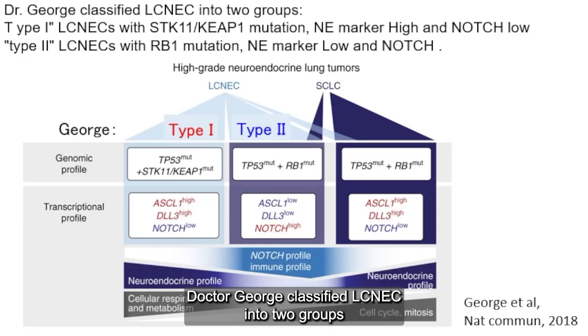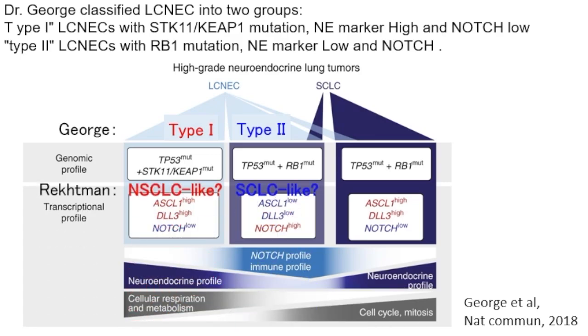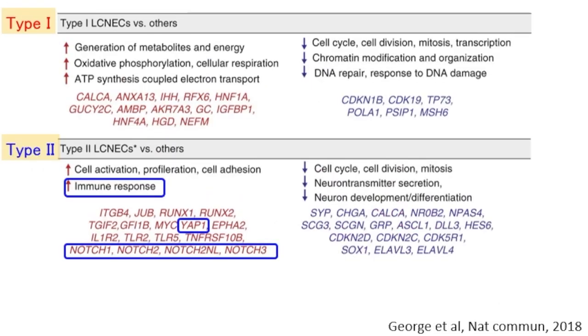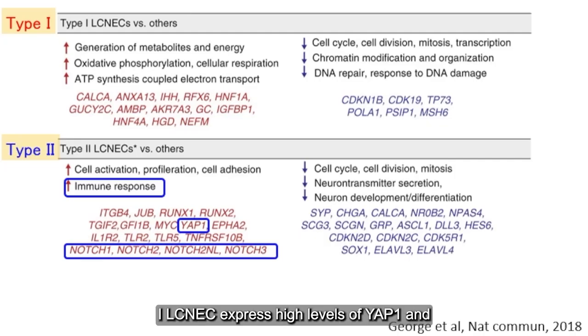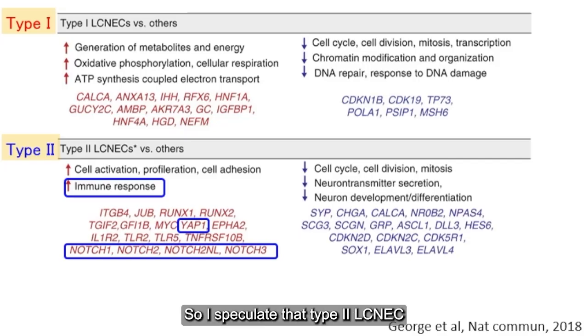Later, Dr. George classified LCNEC into two groups based on gene mutations and expression of transcription factors. Type 1 is considered equivalent to an SCLC type and type 2 to a non-small cell type. According to George, type 2 LCNEC expresses high levels of YAP1, immune-related molecules and Notch molecules. So I speculate that type 2 LCNECs may be the counterparts of SCLC-Y or SCLC-inflamed.